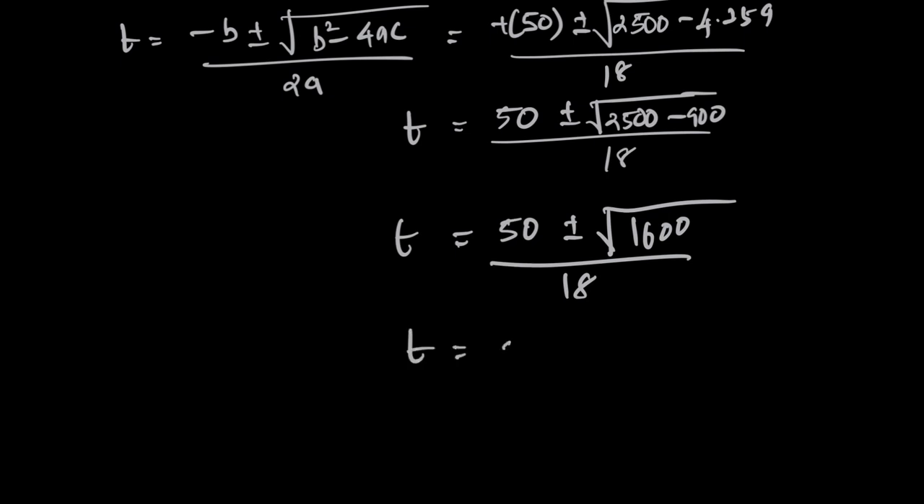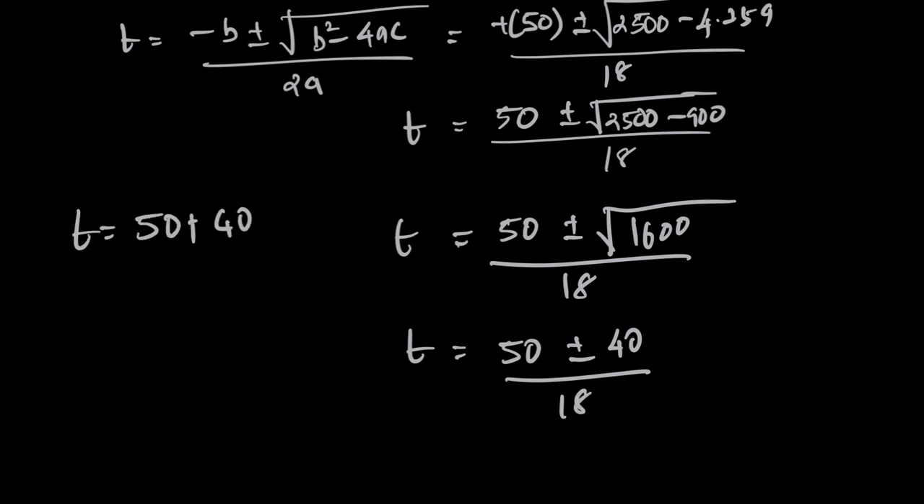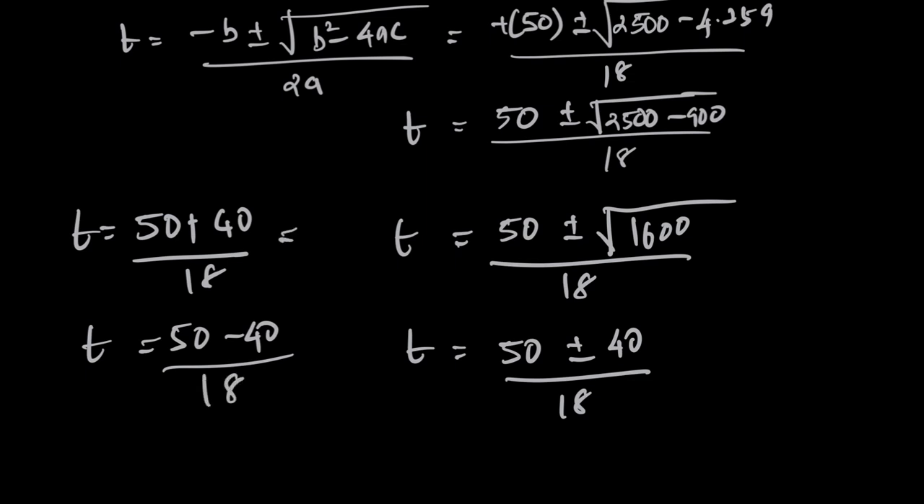So t is 50 plus or minus 40 by 18. So t is either 50 plus 40 by 18 or 50 minus 40 by 18. 50 plus 40 is 90, 90 by 18 is 5. 50 minus 40 is 10, 10 by 18 is 5 by 9. So t is either 5 by 9 seconds or 5 seconds.